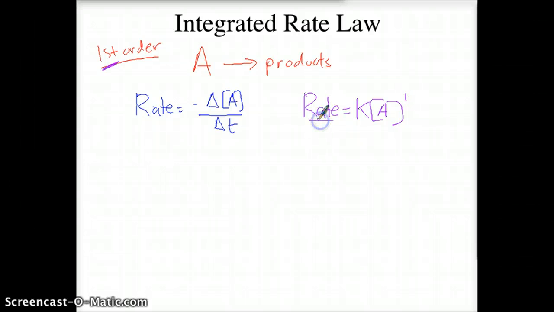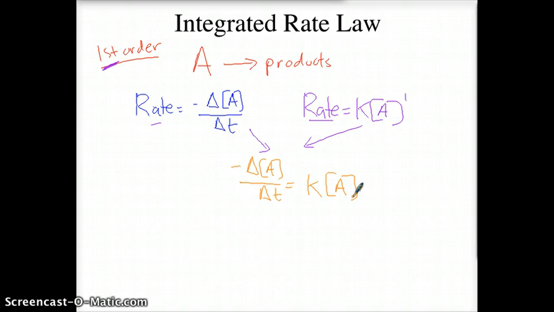Since they both have rate in them, I can set these equations equal to each other. So if I go ahead and make these equal to each other, I now have negative change in concentration of A over change in time is equal to the rate constant k times the concentration of A. Now, why is this important?